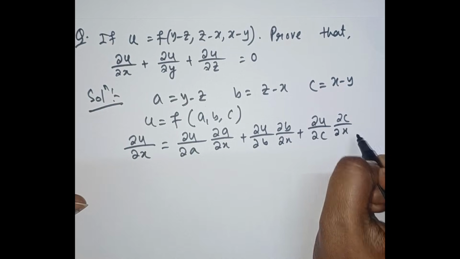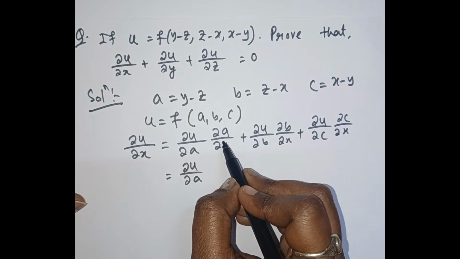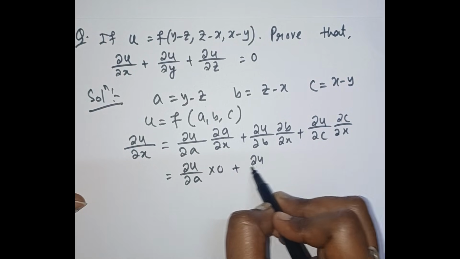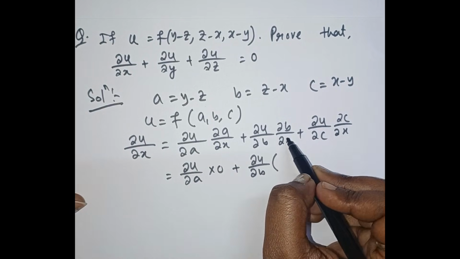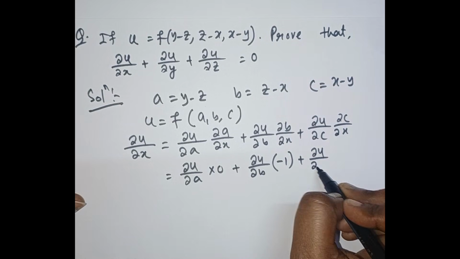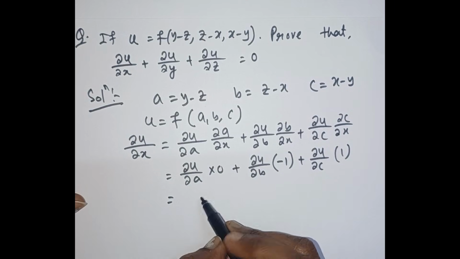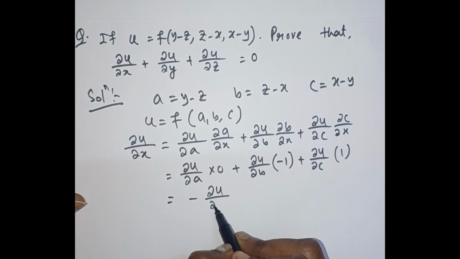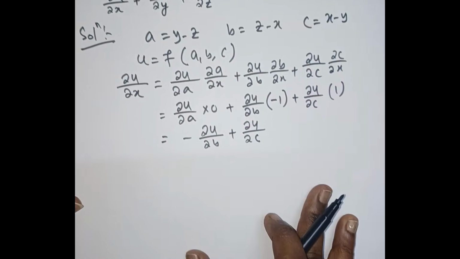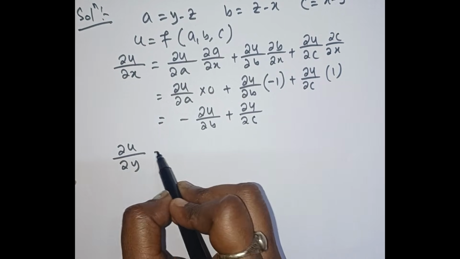∂c/∂x. Then ∂u/∂a and ∂a/∂x is 0 because a equal to y minus z. Second one, ∂u/∂b and ∂b/∂x is minus 1. And ∂u/∂c ∂c/∂x is plus 1. So it will be minus ∂u/∂b plus ∂u/∂c. Similarly, by seeing this one, you can find ∂u/∂y and ∂u/∂z.